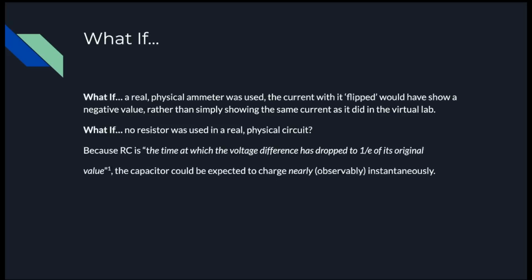Now, if no resistor was used, and we use this in a real physical circuit, because RC is effectively how long it takes to get to 1 over e of its original value, and that's a quote from the lab manual, if that makes R 0, then it's near instantaneous. Now we know that wires have real resistance and that you can never get resistance down to zero, so that won't ever happen, but you could expect the amount of time it takes to charge a capacitor to be nearly, practically, I would say, instantaneous, not measurably different from zero.